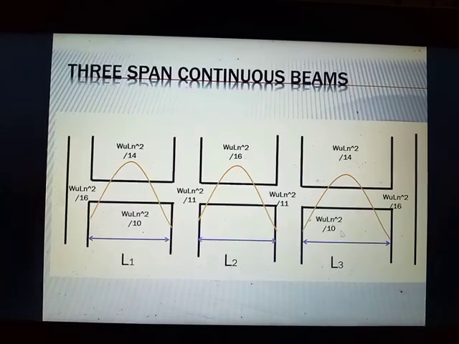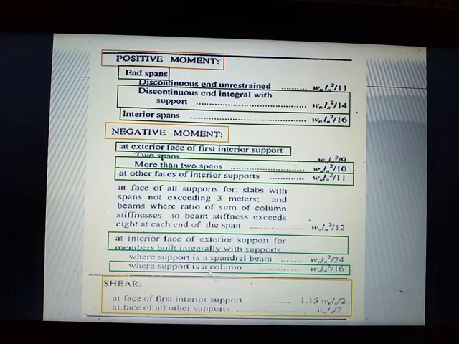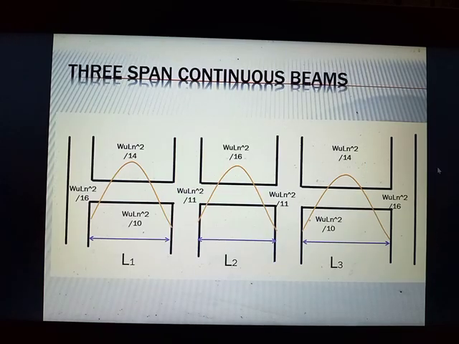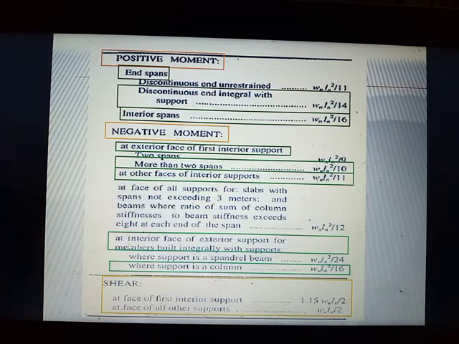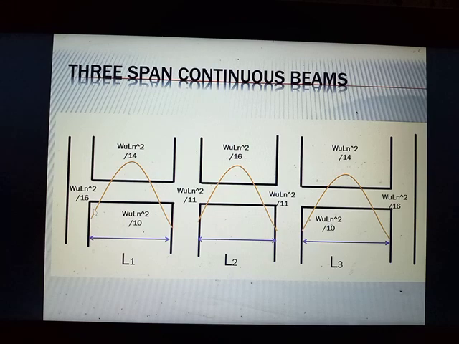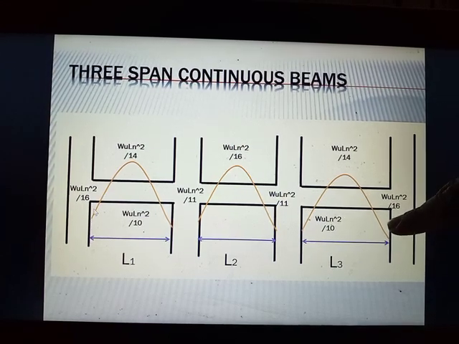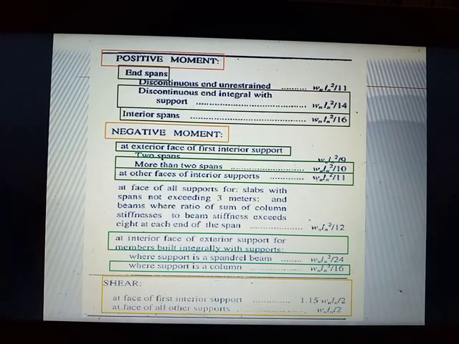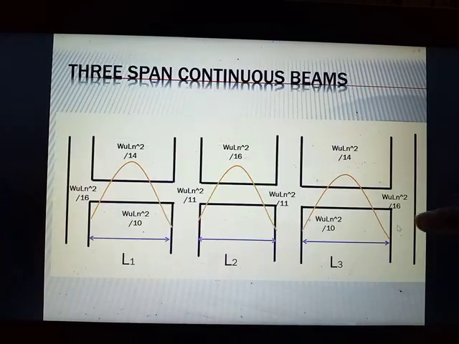And then we have the interior face of exterior supports for members built integrally with supports. So this is the interior face. These are the interior faces of the exterior supports as mentioned in this table. So we use WLN squared over 16.